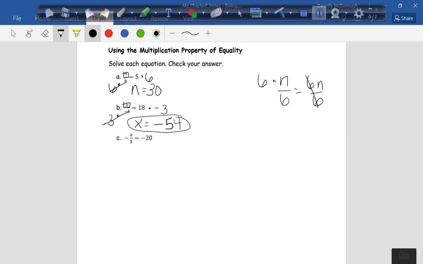C is a little bit different because the negative sign is out front. But in order to get a by itself, we want to get rid of that negative as well. So what we're going to do here is we're going to multiply by negative 5. This crosses out. It also crosses out that negative there too. So I'm left with a is equal to, well, negative 20 times negative 5 is 100.